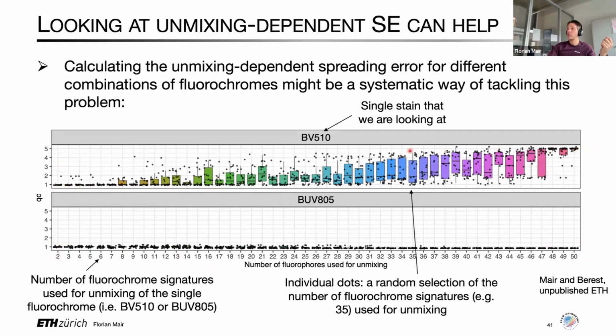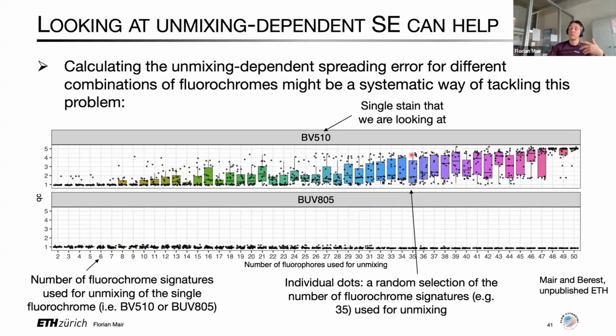And now where things are interesting is basically here. So if you look at that intermediate area, let's say you want to make a 35 color panel, and for whatever reason, resolution in BV 510 matters, then here you can see from this random selection of fluorochromes, you have some combinations which are actually pretty bad. So they generate a lot of unmixing spreading error in the BV 510. Actually, you have a 4-fold increase in variance here, and some which still sit down here, which are pretty good.